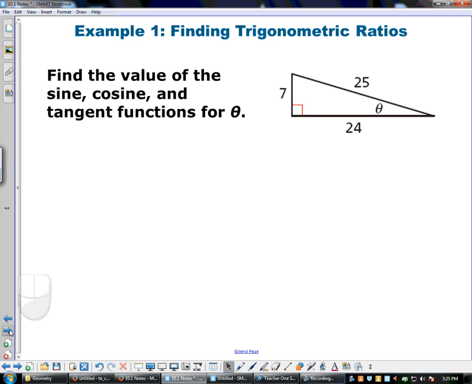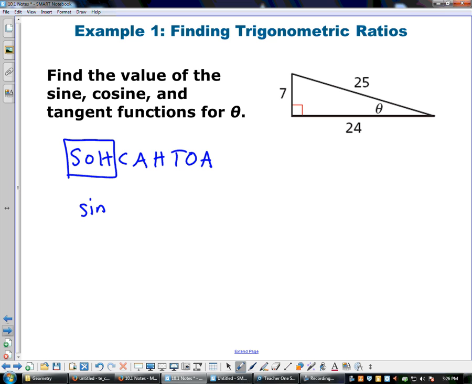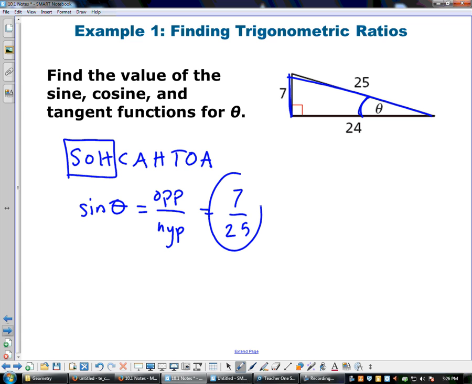All right, so let's take a look at example 1. We are finding the trig ratios. Find the value of sine, cosine, and tangent for angle theta. Again, we're going to be referring to that magic word SOHCAHTOA. If we want to find the sine of angle theta, that's going to be the opposite over the hypotenuse. When we say opposite, we really mean the opposite leg. The opposite leg from angle theta would be this side right here, which is 7. And the hypotenuse is the side across from the right angle, so that's 25. So the sine of theta is 7 over 25.